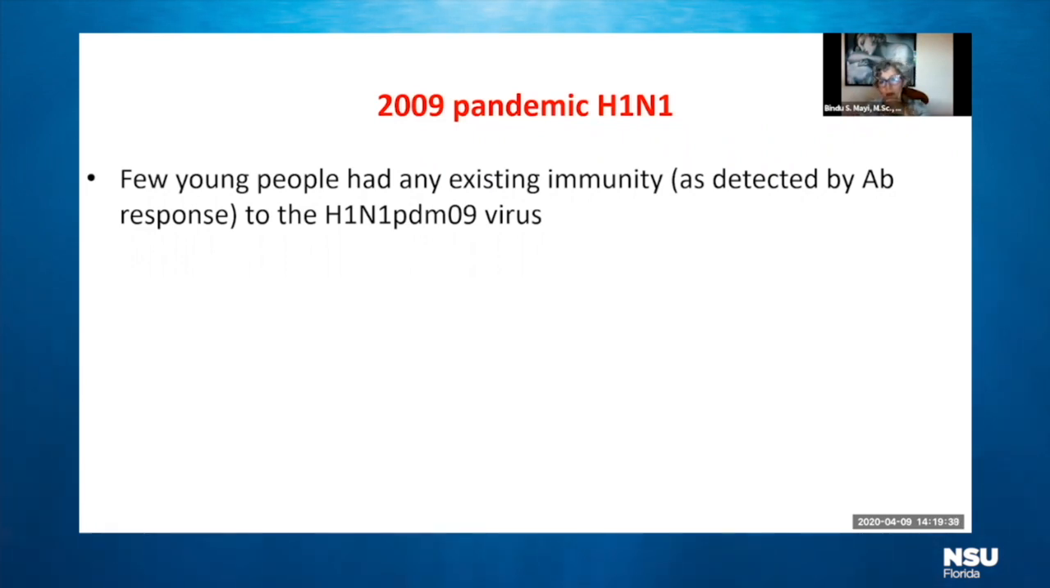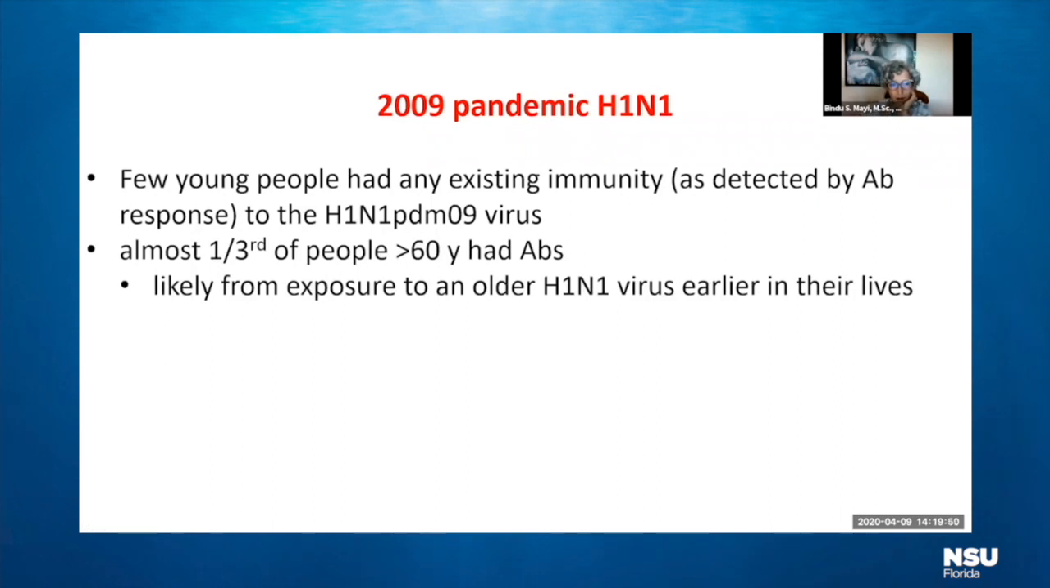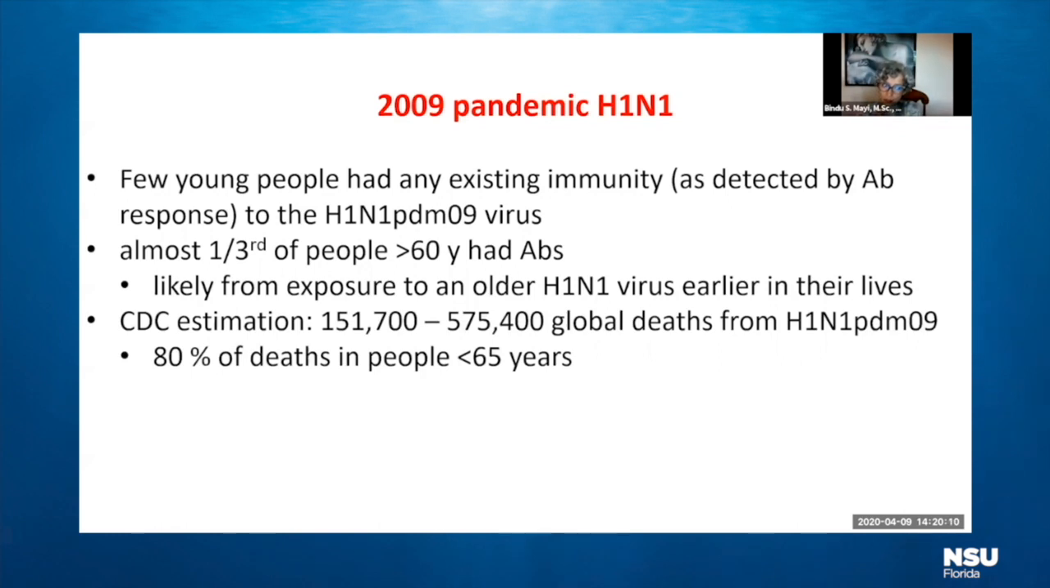So what did we see with our last respiratory pandemic? Few young people had any existing immunity to this virus, as we saw based on the antibody response. Almost 1/3 of the people over the age of 60 had antibodies against this pandemic strain, which spread all through the world, right? So we think that's likely from exposure to an older H1N1 virus that was similar in genetic structure that these individuals were exposed to earlier in their lives.